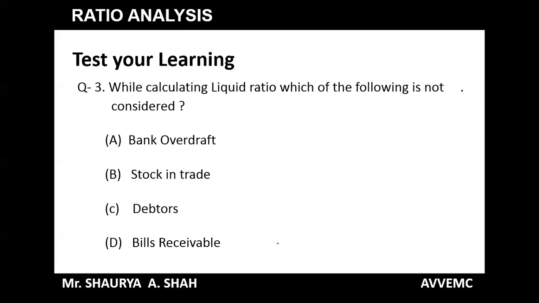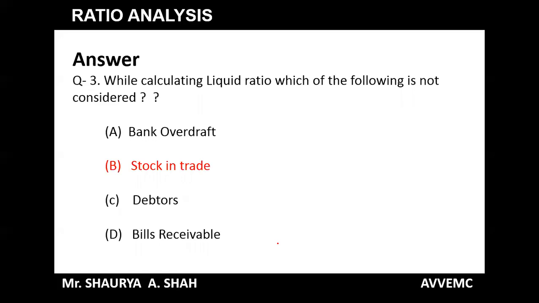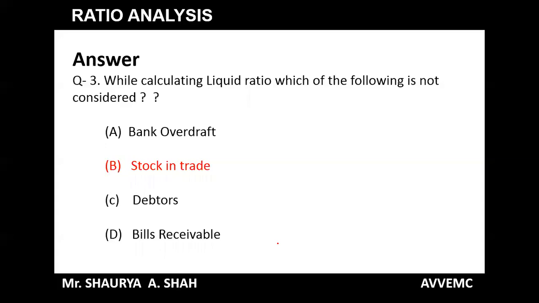One more. While calculating liquid ratio, which one of the following is not considered? Liquid ratio is the second ratio which we saw. Bank overdraft, do you consider it? Yes. Stock in trade? Yes. Debtors? Yes. Bills receivable? Yes. So everything is yes? No. What is the correct answer? That is B, stock in trade. We do not consider stock in trade, prepaid expenses, pre-received income, and we do not consider the bank overdraft. I suppose everyone is clear with the question.